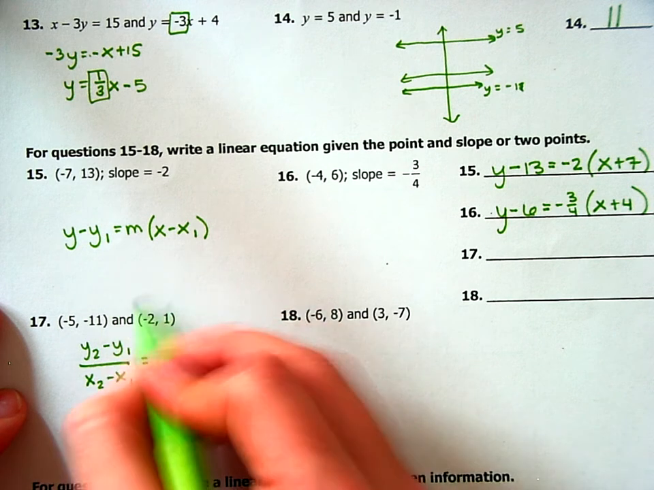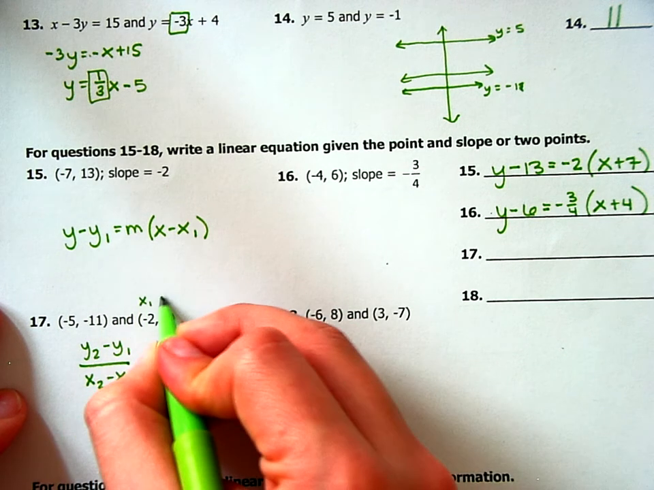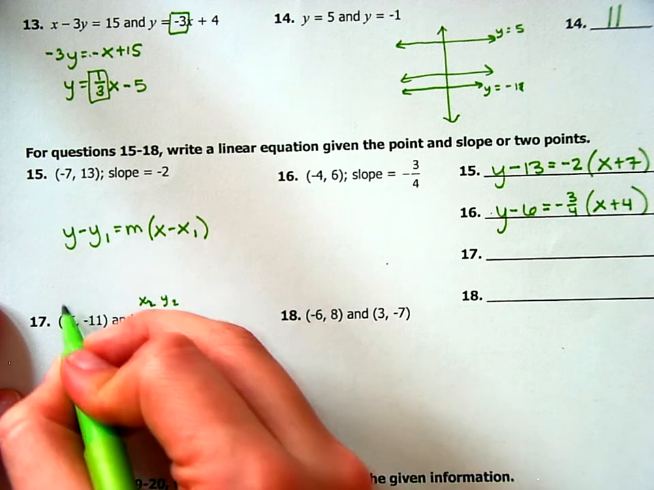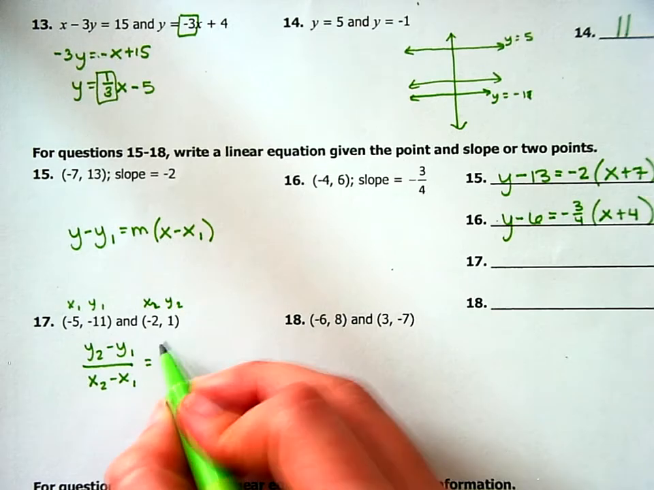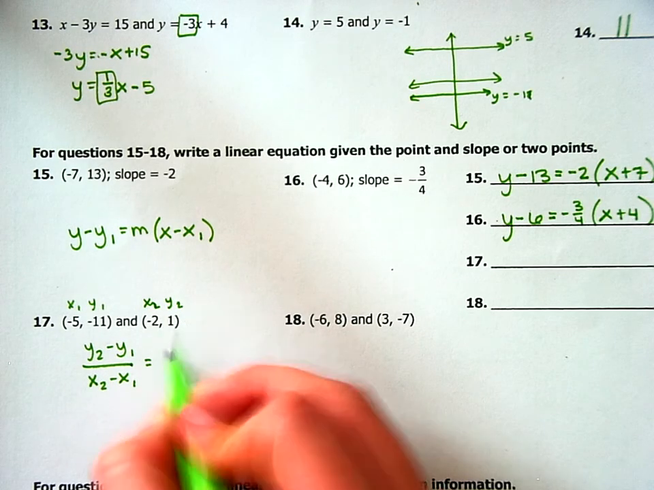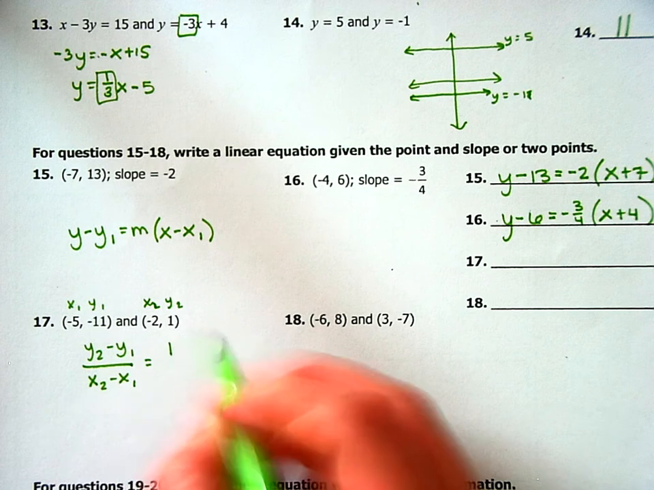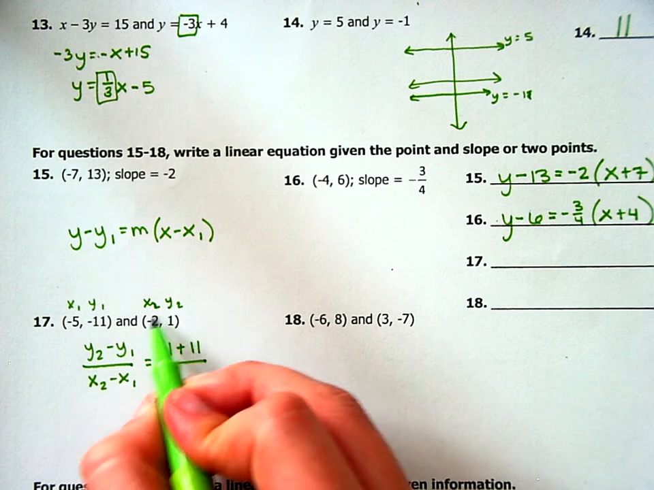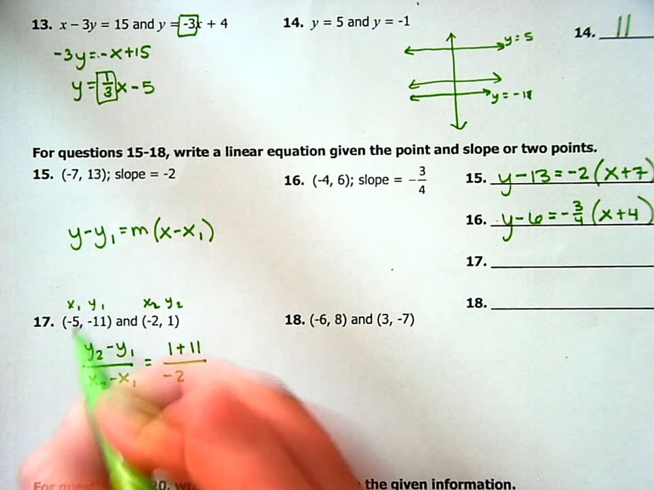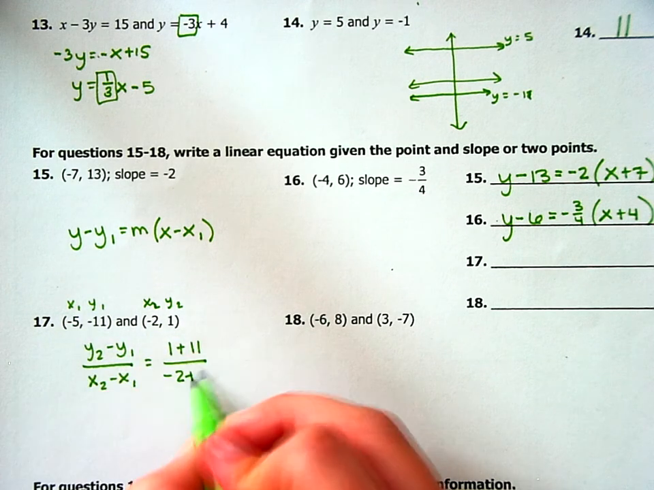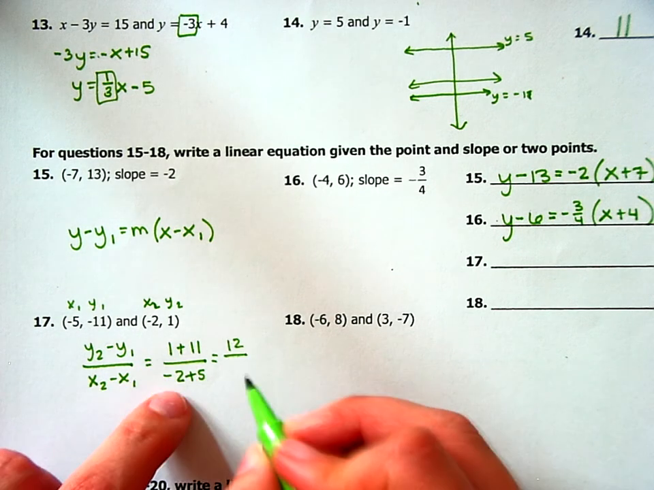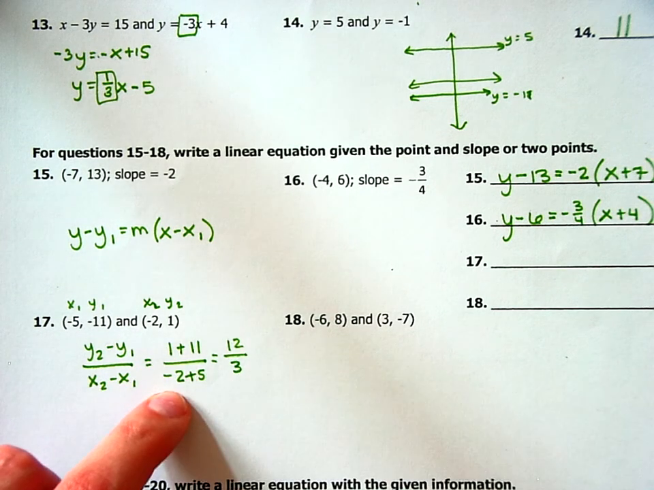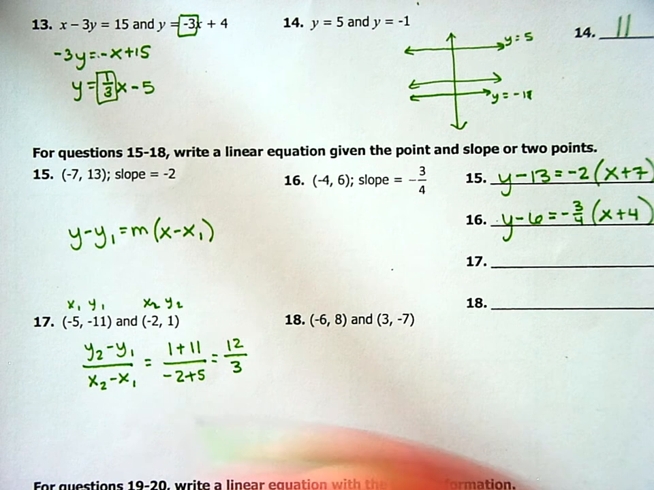This can be my second set of values. So this could be x2 y2. This could be x1 y1. And let's put those into our equation. So y2 is 1 minus negative 11. So that's like plus 11. Negative 2 minus negative 5. That's like plus 5. And let's simplify. So this is 12 on the top, and 5 minus 2 is 3 on the bottom. Okay, 12 divided by 3 is 4. So our slope is 4.